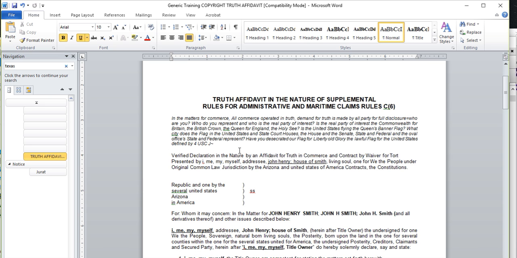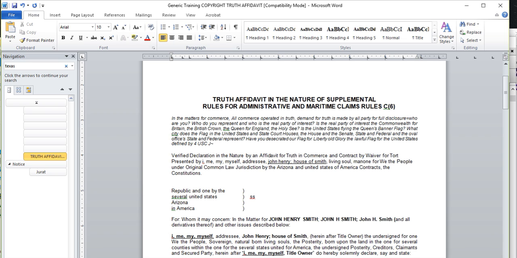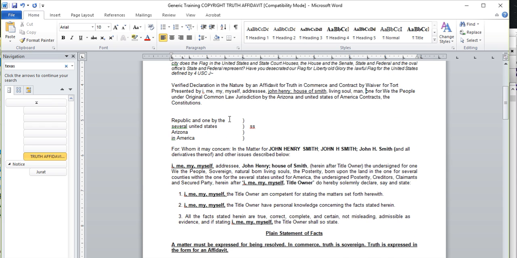Anyways, verified declaration in the nature of affidavit for truth and commerce, contract by tort by waiver for tort, presented by I, me, Meyer, myself, addressee, John Henry, House of Smith, living soul. As a matter of fact, I think I'll just add in man. We the people, an original common law jurisdiction by Arizona and United States of America contracts, the constitutions. Okay, and then it goes on. So this is an affidavit. That's what this SS stands for: subscribed and sworn. And actually, we could probably put another S, sealed.